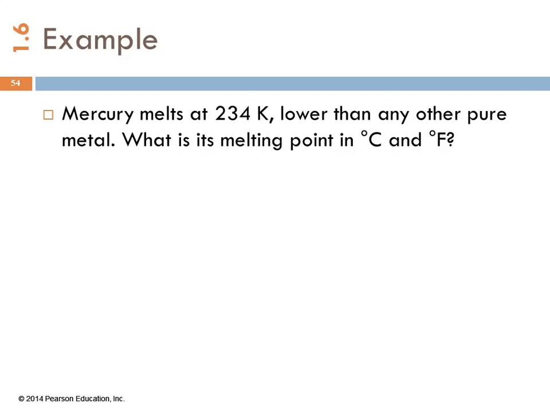So, an example. Mercury melts at 234 Kelvin, which is lower than any other pure metal. That's the story. What is its melting point in degrees Celsius and in degrees Fahrenheit? So here is our first word problem. Well, we've got a number here. The numbers are usually important. So pull that out. 234. So that's something we're given. And then the question, what is melting point in Celsius and Fahrenheit?